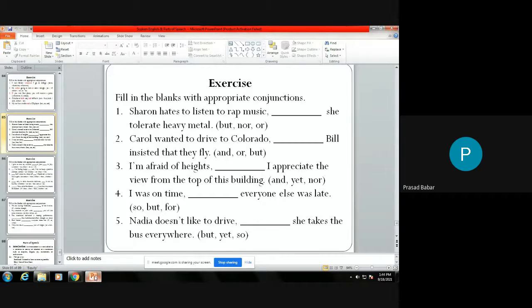So but is the correct option. Then the fifth exercise example is: Nadia doesn't like to drive, dash dash, she takes the bus everywhere. So is the correct option. Nadia doesn't like to drive.